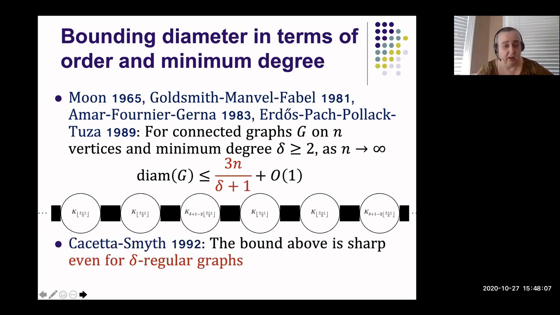So Cocetta and Smith have shown that the bound above is sharp even for delta-regular graphs. The example is a bit more messy, obviously, because what I was doing at the end, blowing it up, messes things up.